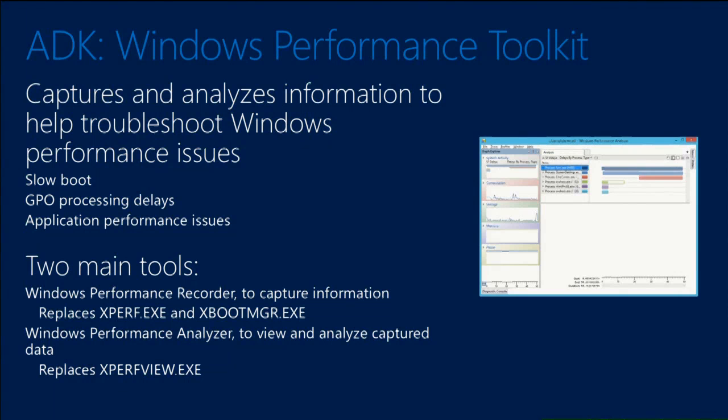Basically, you can run xbootmgr.exe. So you basically take an existing Windows 7, Windows 8, Windows 8.1 machine, install the Performance Toolkit on it. You get a few executables. One is xbootmgr. There's also a Windows Performance Recorder, wpr.exe, and Windows Performance Analyzer, wpa.exe.